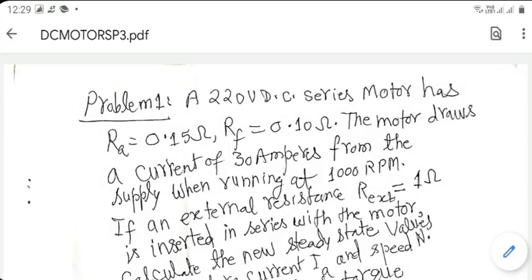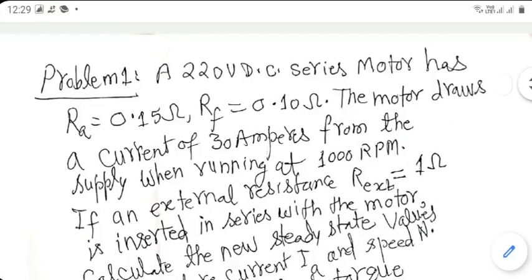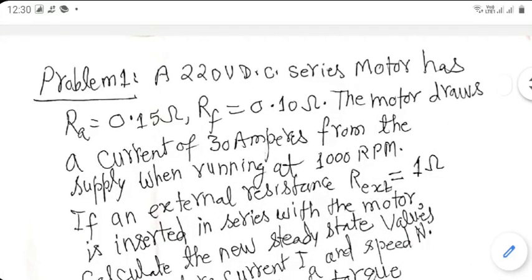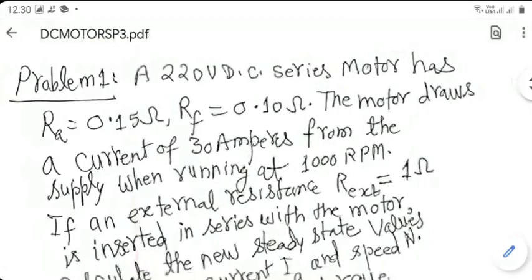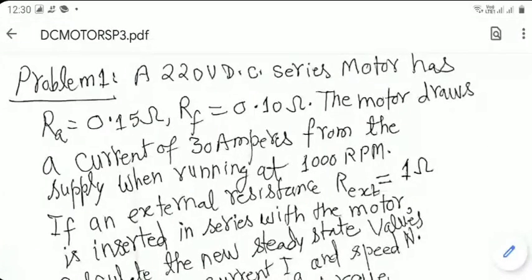Yeah, now series motor. We have done a lot of problems on shunt motors. How about series motor? A 220 volt DC series motor has RA equal to so much, RF equal to so much. In series motor or even in series generators, RF is not very large because that will kill the performance. In shunt motors or shunt generators, RF is quite large. Here it's a small value.